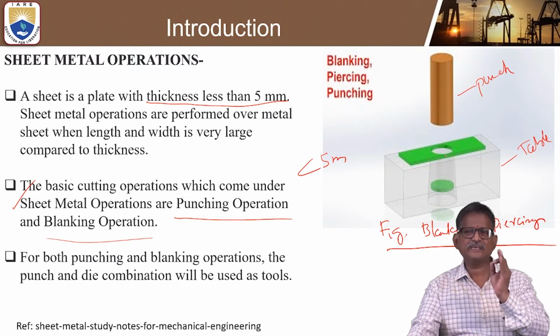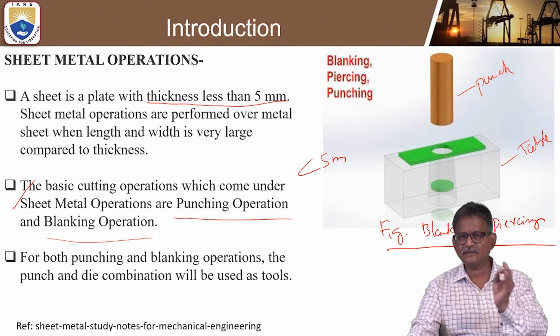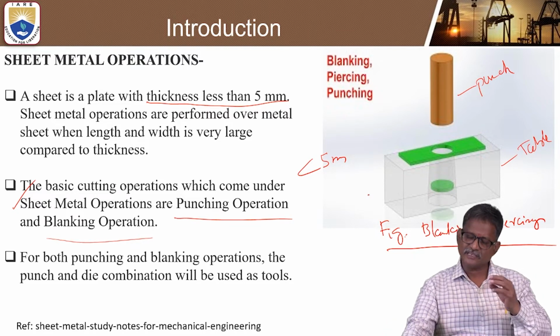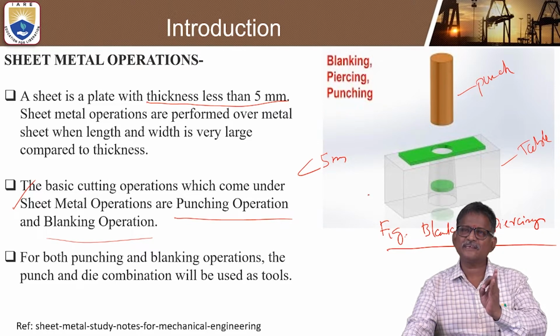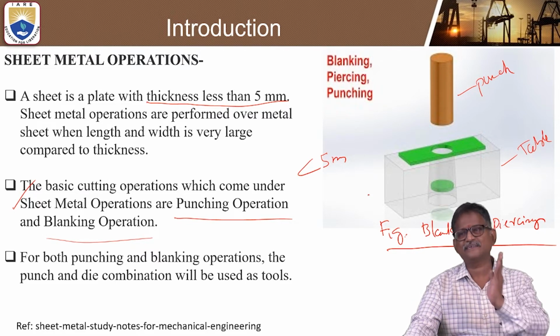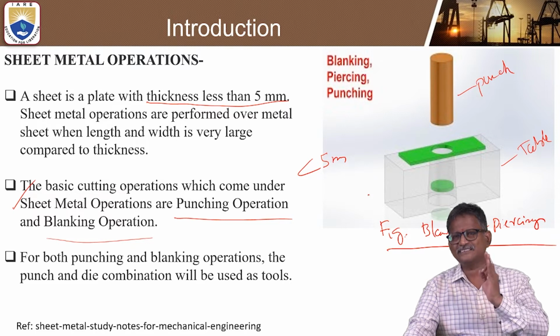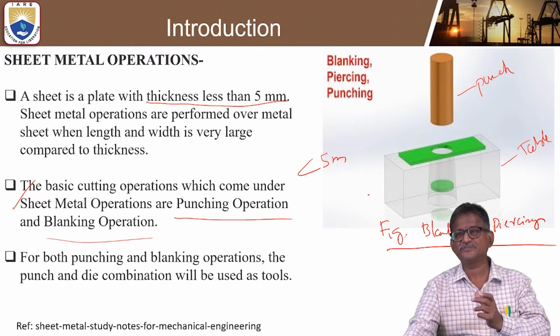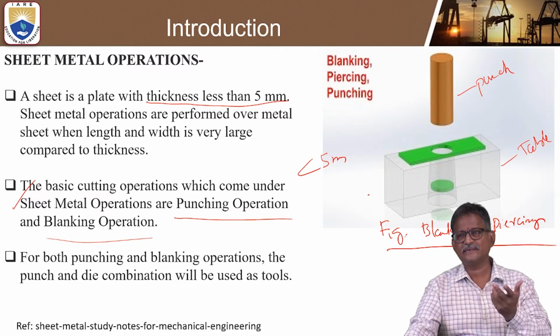This is the only basic difference between a punching and blanking operation. With this diagram, even a layman can understand clearly the basic difference between blanking and piercing. Now let us see how it works and what the different applications used in blanking and piercing are.